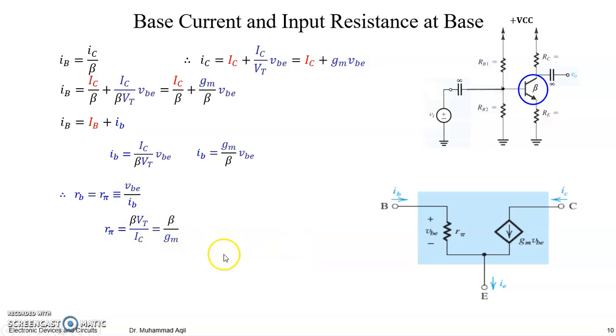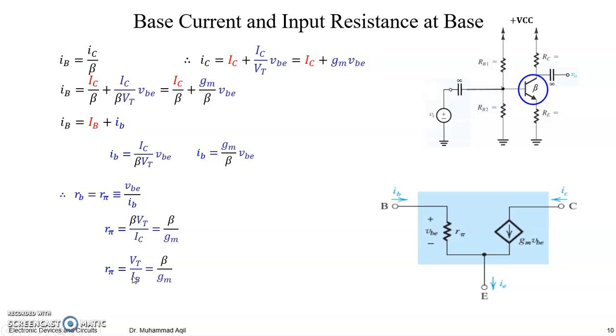So this will be your r_pi, or IC, if you put beta here, IC by beta is nothing but IB. So very simple to be memorized, right? r_pi is equal to VT by IB, the base biasing current, right?